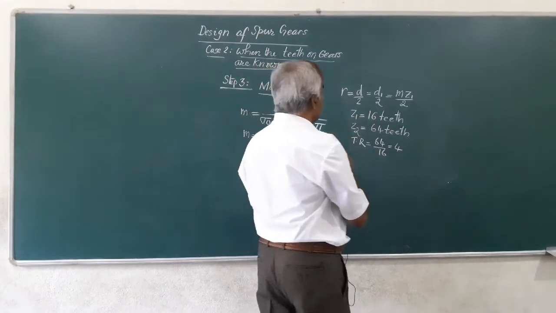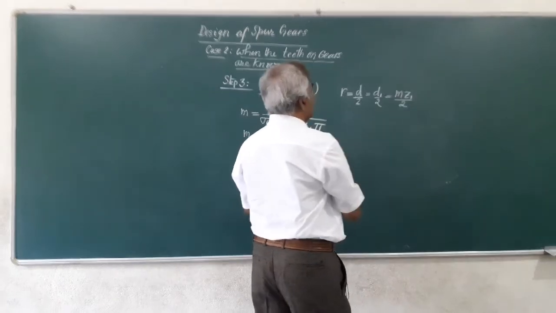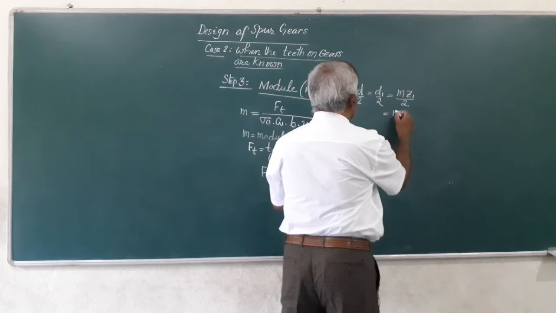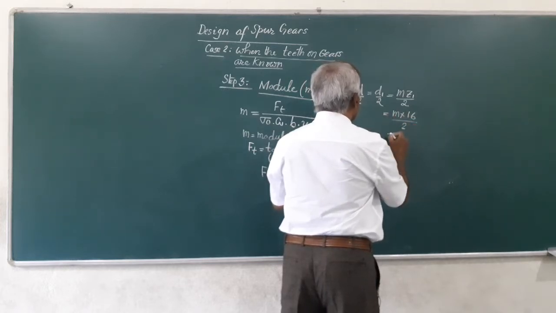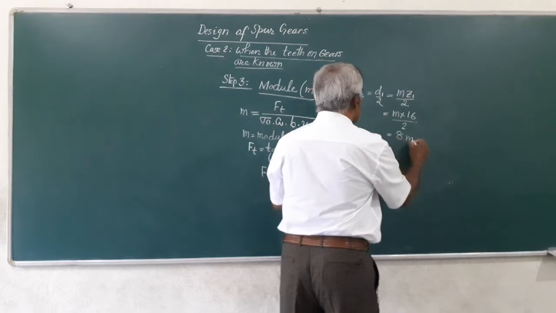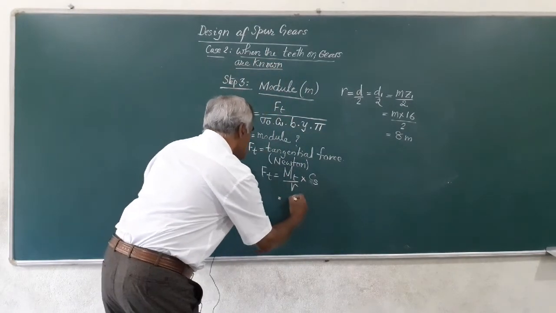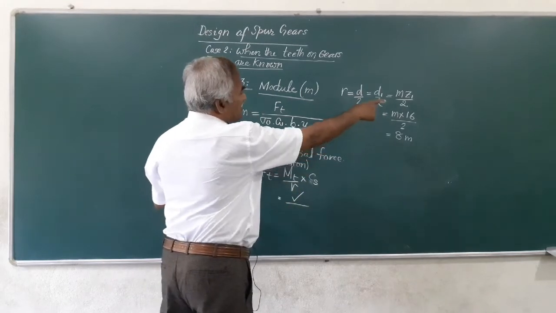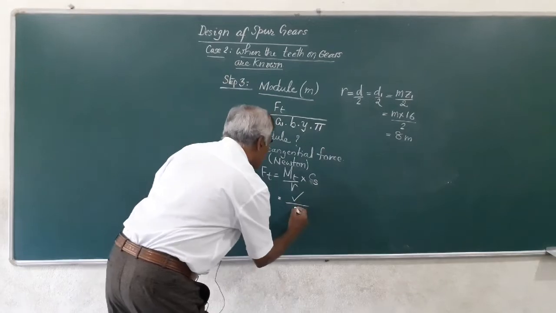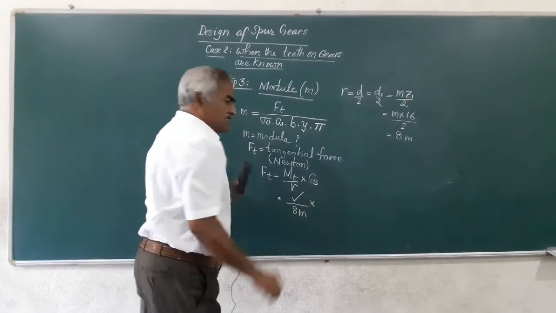So, we will just see how it works out now. So, z1 in this problem you have taken as 16. So, module is unknown, 16 is the number of teeth on the pinion. So, this works out to 8 times module. So, here we know this torque, this R is d1 by 2, m z1 by 2, that works out to 8 times module multiplied by CS.